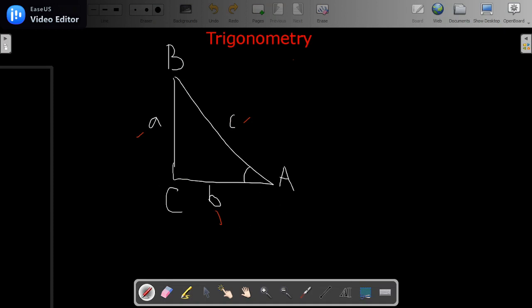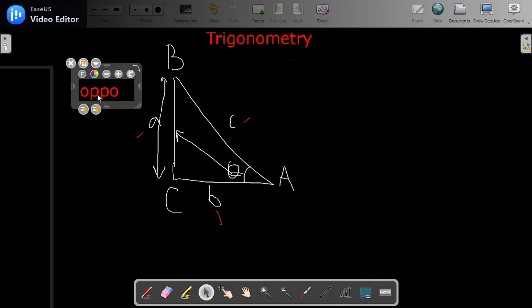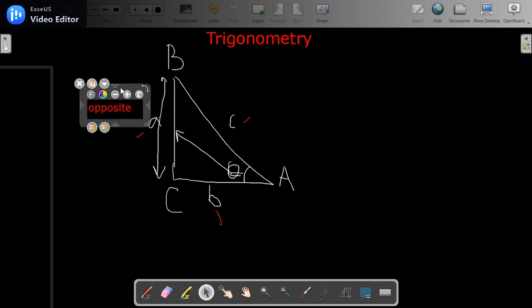Okay, let me quickly do this. Now you should know that where theta is facing is known as what? The opposite. So this is the angle theta. Where it is facing, in this direction, is known as the opposite. So where theta is facing is known as the opposite. Maybe I should write it down here. Opposite. Where the theta is facing is known as the opposite here.